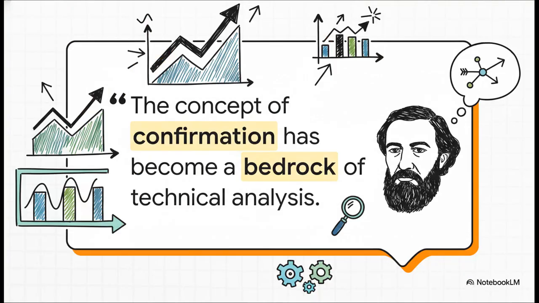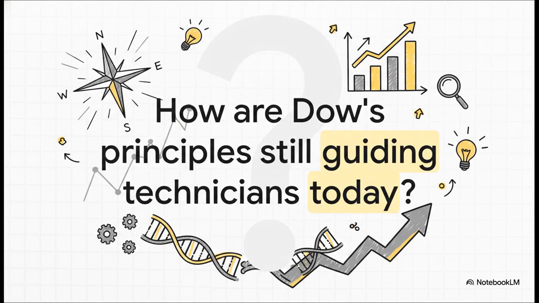Almost every modern indicator that you're going to study, from things like market breadth to momentum oscillators like RSI or MACD, they are all essentially tools for confirmation. This basic idea that price action needs to be validated by something else, it all started right here with Charles Dow. So as you continue studying for your CMT exam, I want you to keep this question in the back of your mind. Dow gave us the first real compass for navigating the markets.